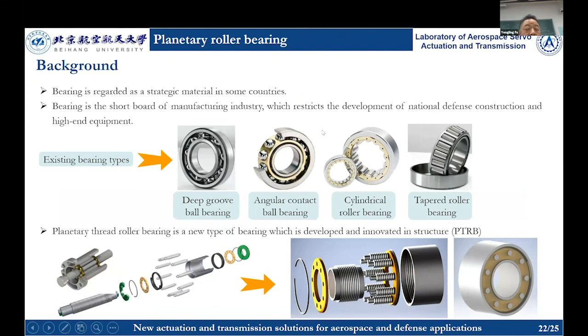And another very important component is the bearing. We find the pump's lifetime, just as I said, the 3 friction pairs are the key part.